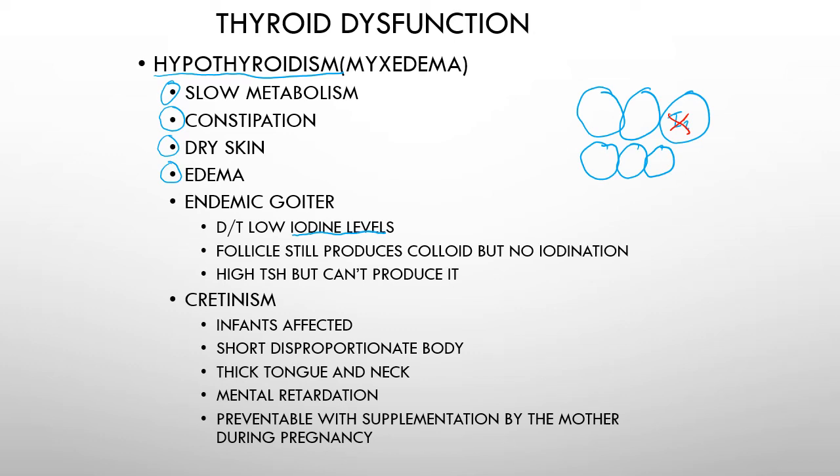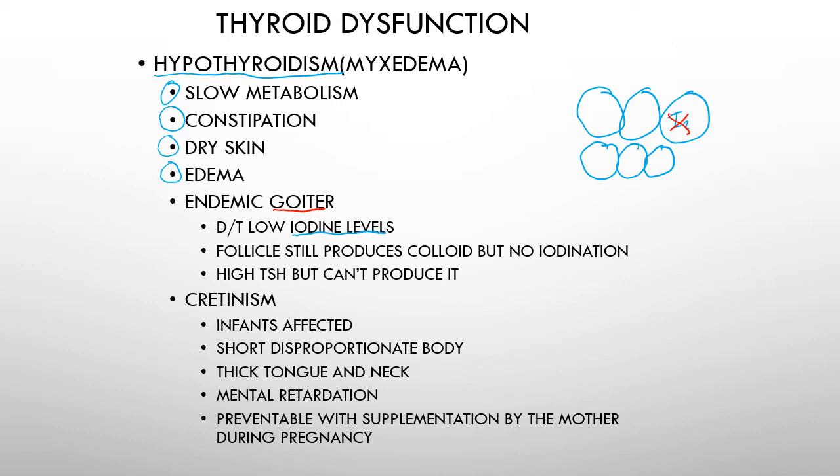No matter how much TSH we produce, no matter what we try and do to it, if we don't have the iodine, we can't make it. And so the size of those follicles gets larger, and when that happens, we get what we call a goiter. We'll see that in a picture in just a moment.